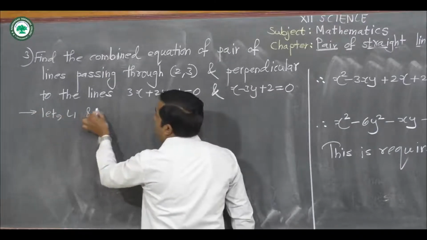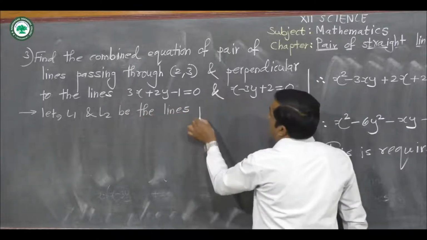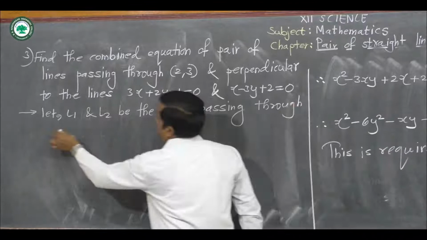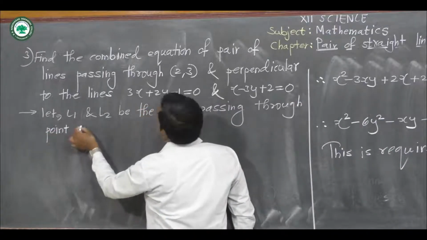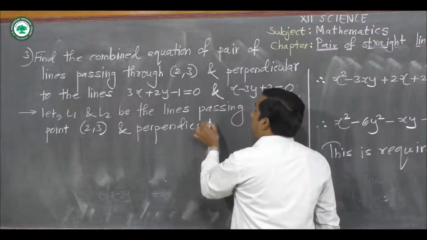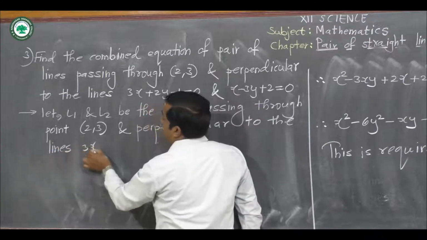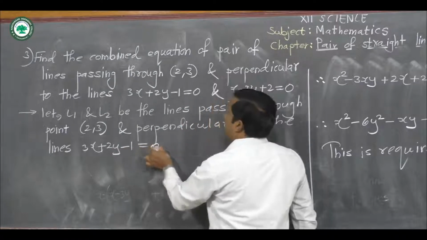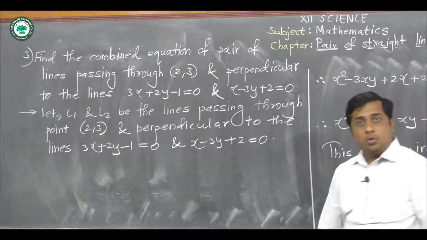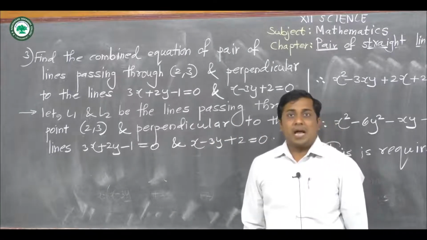Let L1 and L2 be the lines passing through the point (2, 3) and perpendicular to the lines 3x plus 2y minus 1 equal to 0, and x minus 3y plus 2 equal to 0. So we define our lines L1 and L2. Okay, these are our required lines. Now we consider our given lines.